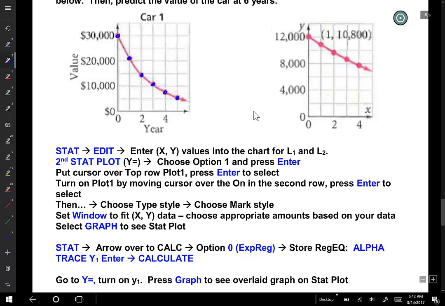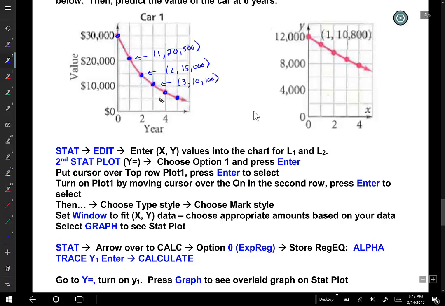So first thing we have to do is identify what these values are. This is about 30,000. I'm going to say this point right here is 1, comma, it looks like it's a little bit above 20,000, so I'm going to say 20,500. This point right here looks like it's right on the mark of 15,000, so that's 15,000. This point right here looks like it's a little bit above 10,000, so I'm going to say that's the point 3, comma, 10,100.